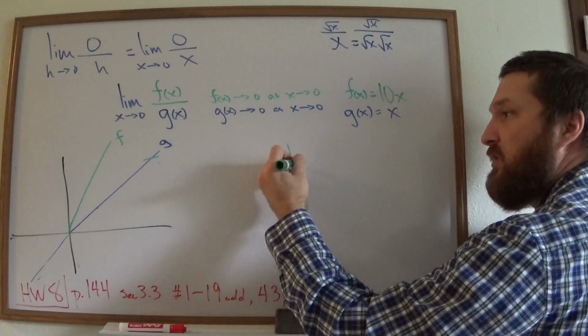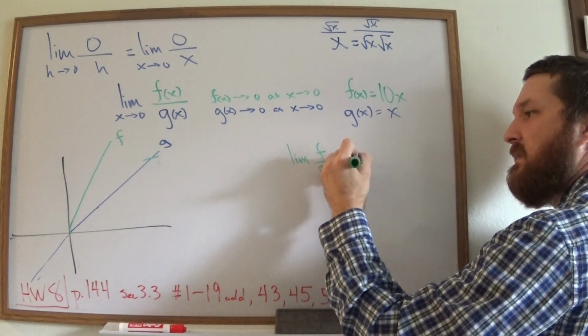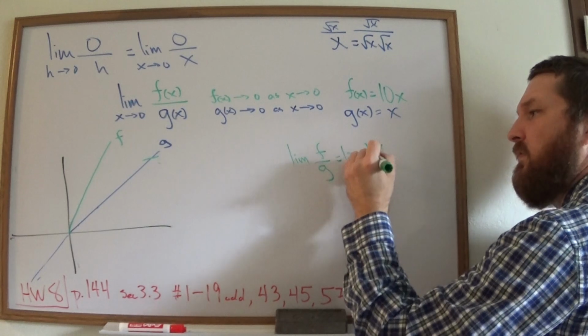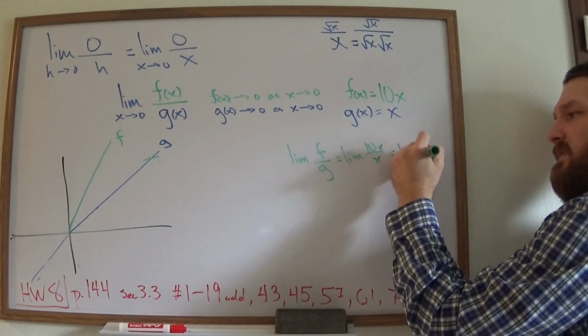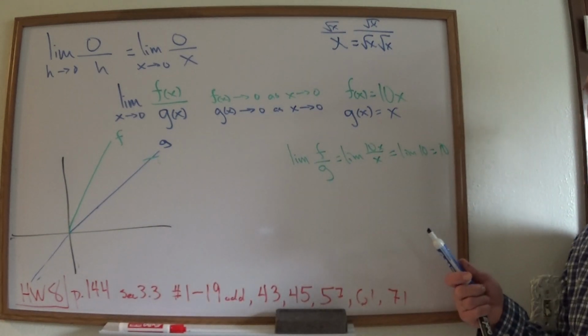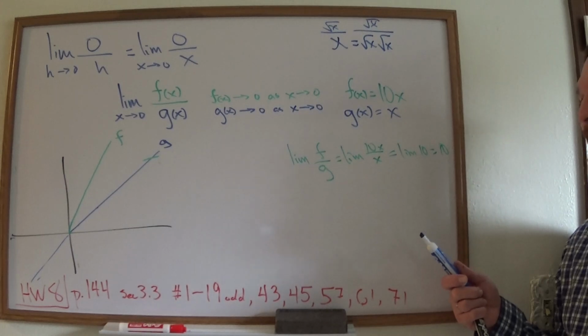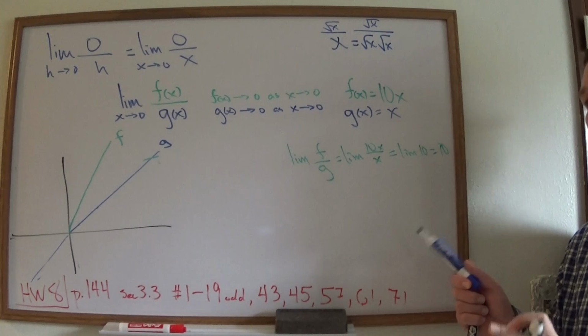But watch what happens. G still gets there first, but now we have the limit of f over g. That's the same thing as the limit of 10x over x. What does that reduce to? 10. That's just the limit of 10, which is just 10. And so it doesn't blow up. That's weird. We're going to get into this later on.